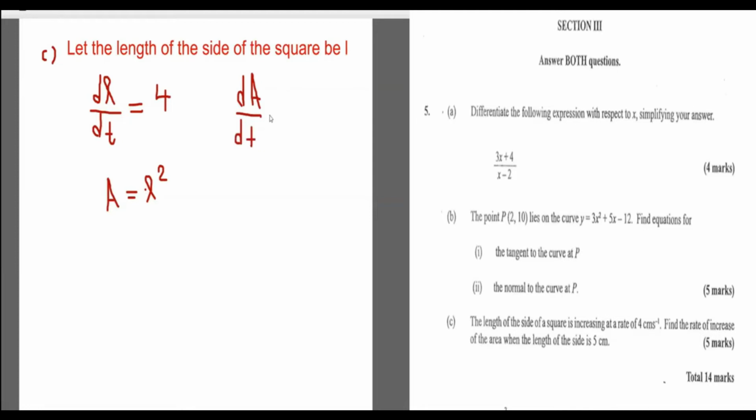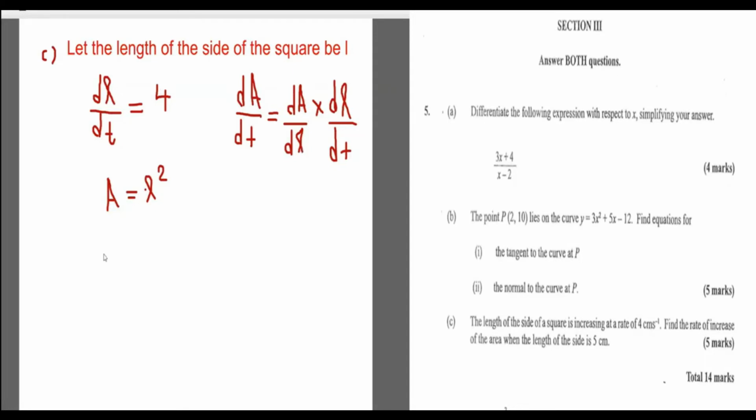We don't know how we're going to find dA by dt. This is what they want, dA by dt. But this is what we know about area. Area is L squared. Now look at this, guys. dA by dt using chain rule is dA by dL multiplied by dL by dt. And that will allow us to find the rate of increase of the area. See it there? dL by dt is 4. And so now we just need to work out what is dA by dL.